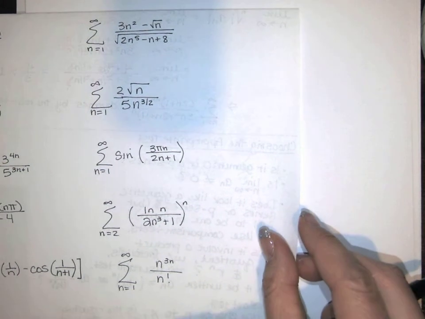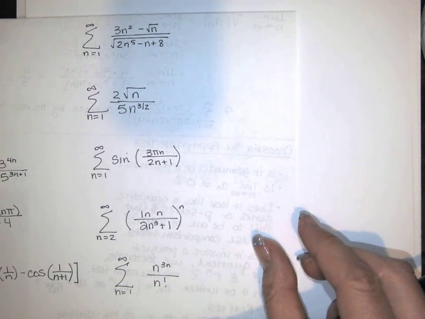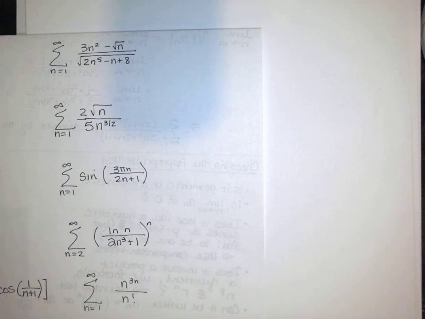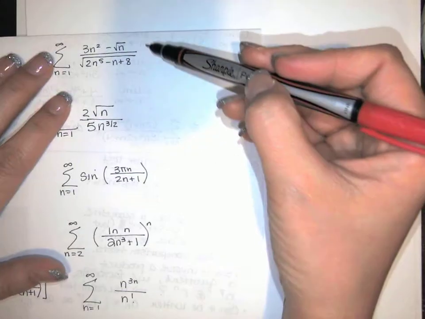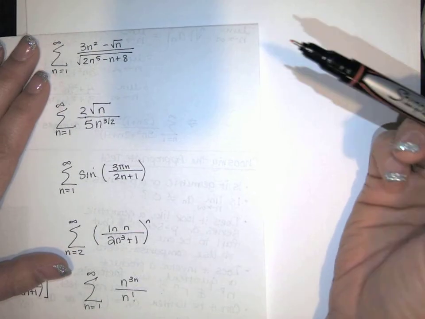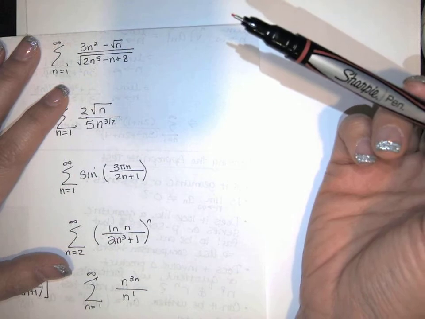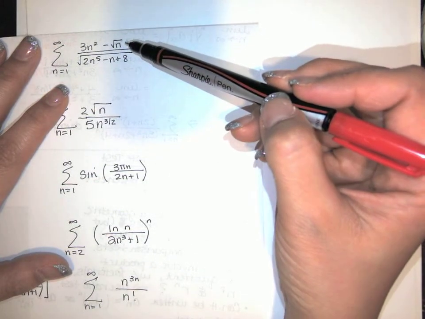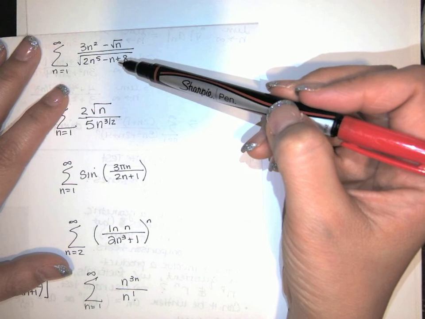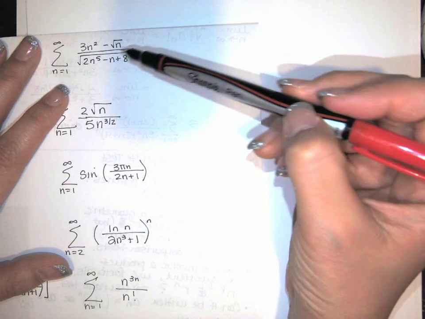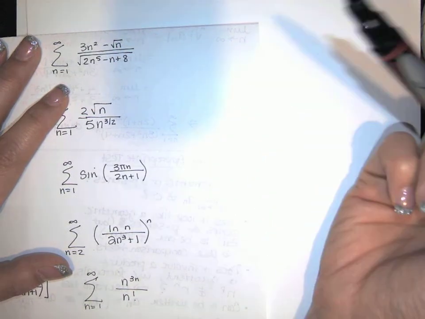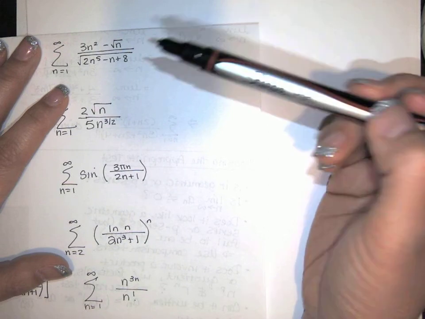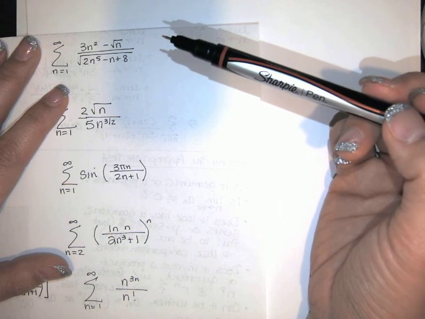But let's talk about these other guys over here and which tests are appropriate. So on each of these, I would ask myself, okay, is it geometric or a p-series? No. What about the nth term test for divergence? Well, as n goes to infinity, I believe this goes to 0, so that won't work. It's not telescoping.